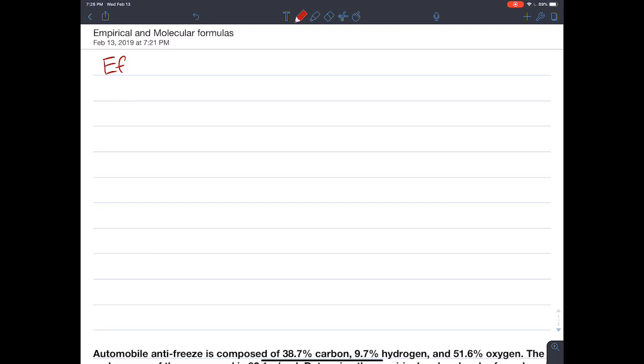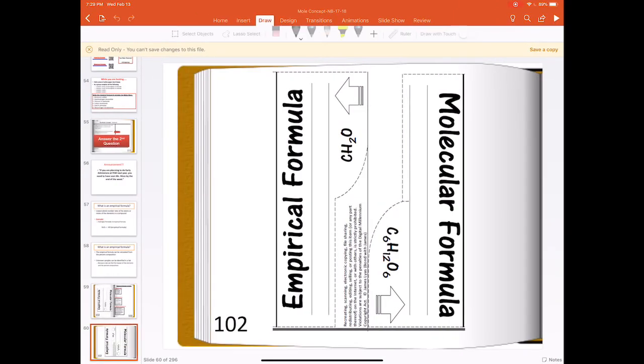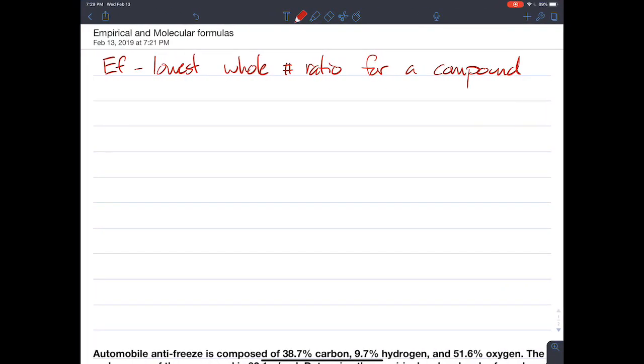Empirical formula. Your empirical formula is going to be the lowest whole number ratio for a compound. The lowest whole number ratio for a compound. If I was unclear, this is going right on the front. It's going here, an empirical formula on the front of your foldable. Okay, lowest whole number ratio for a compound.